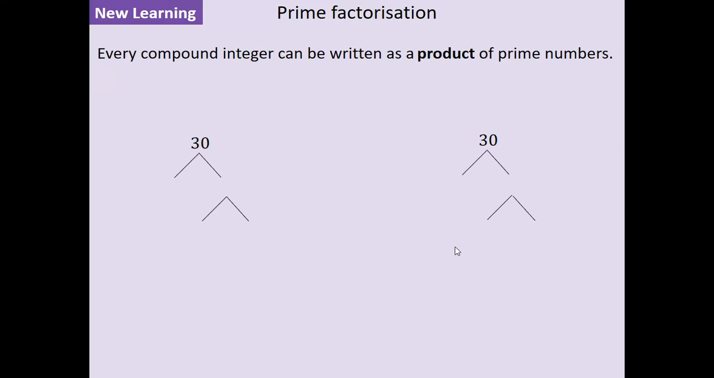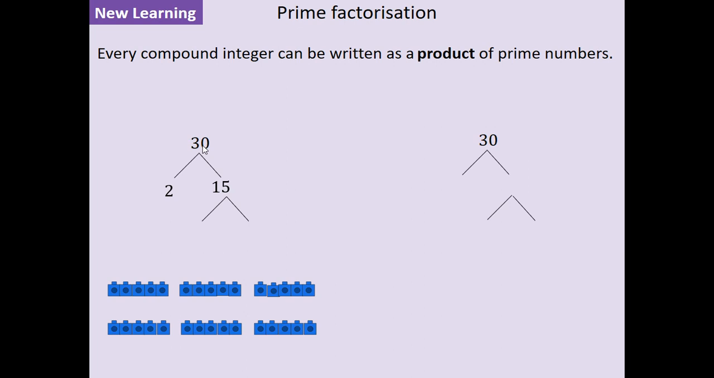We're going to have a look at prime factorisation today, and we're going to see how we can write the integer 30 as a product of prime numbers. So how do we make the integer 30? We could have made that integer by saying 2 lots of 15. So 15, 30.